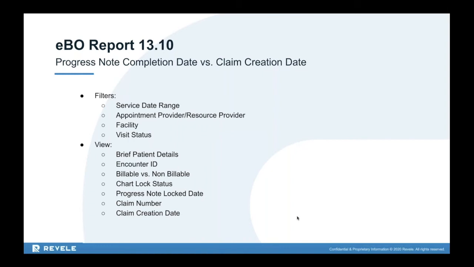If you're using a scheduled job to create claims from locked notes, or if daily you have someone going in, whatever your process is, that progress note completion date versus claim creation date should be pretty close. But if you have a more manual process and you're trying to determine any lags there could be, or anything missed, this is a good report to use.